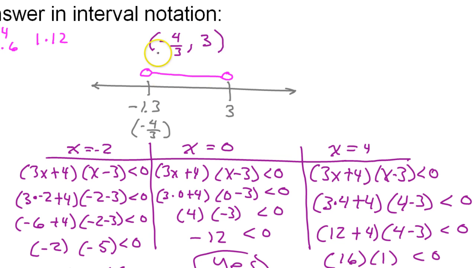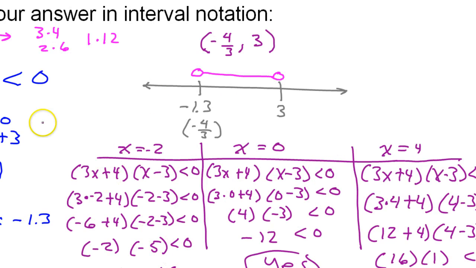Okay, so it's going to look just like an ordered pair, but in this context it means the values between negative 4/3 and 3. We use round parentheses and not square brackets for the same reason that we put open circles right here. The endpoints themselves cannot be included because they equal 0 there. But we want only the values that are less than 0, not equal to 0. So that is the final answer.